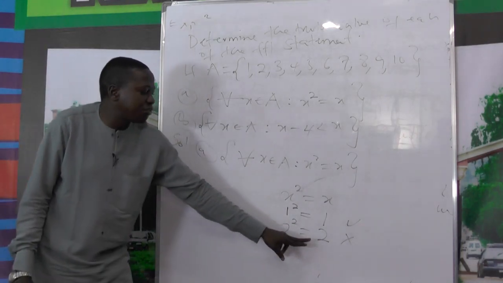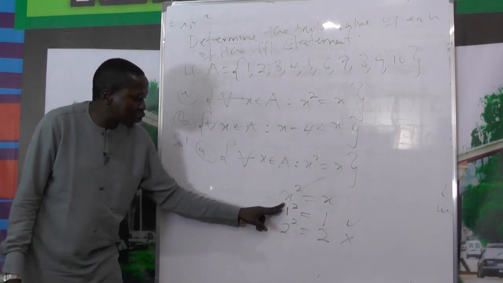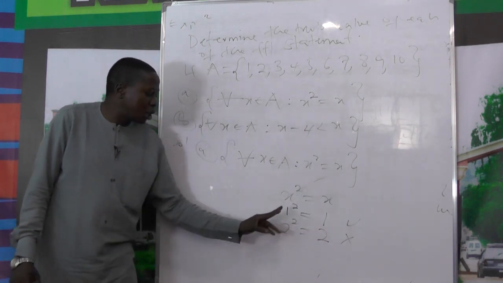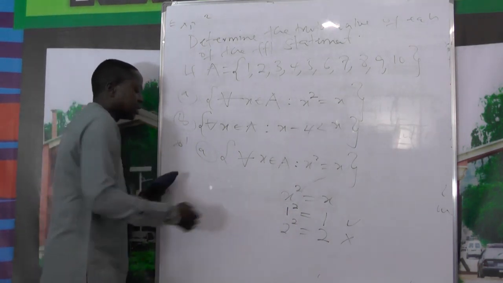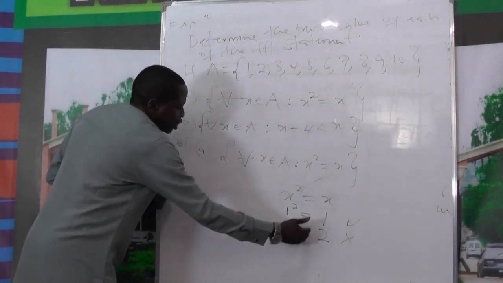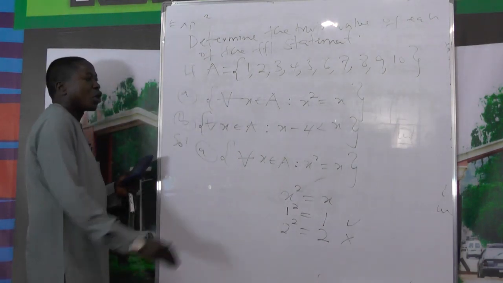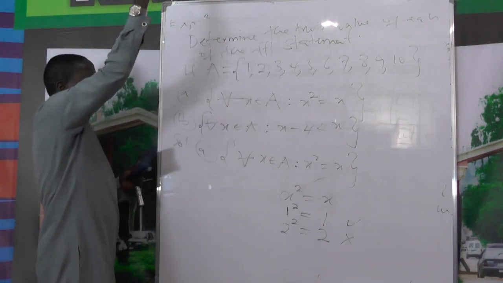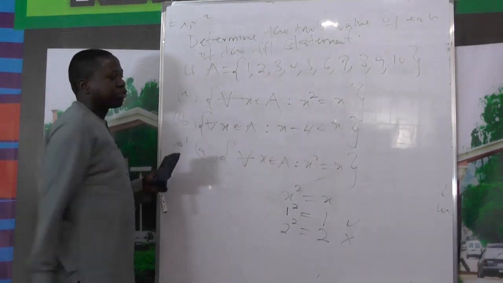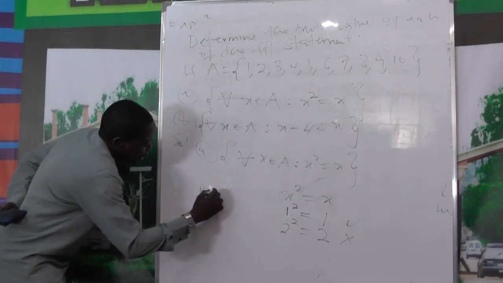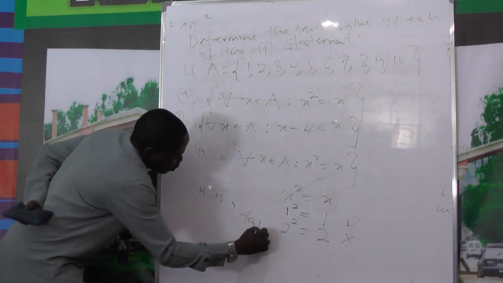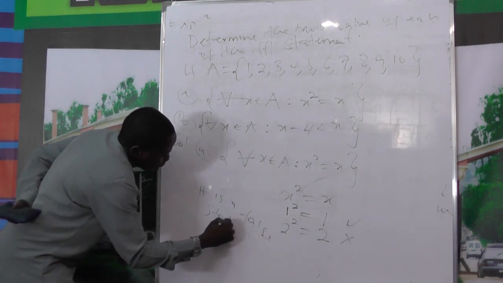It's a false statement, because one has failed already. 2 squared can never give us 2. This 1 squared gives us 1, that one is satisfied, but 2 squared can never give us 2. So this one failed. Since this one has failed, don't check the remaining ones, because we are dealing with for all. All must be satisfied before we have a true statement. So what is your conclusion? It is a false statement.